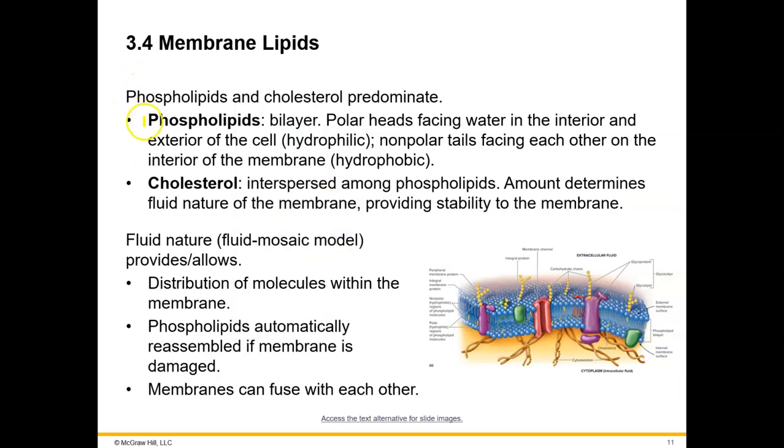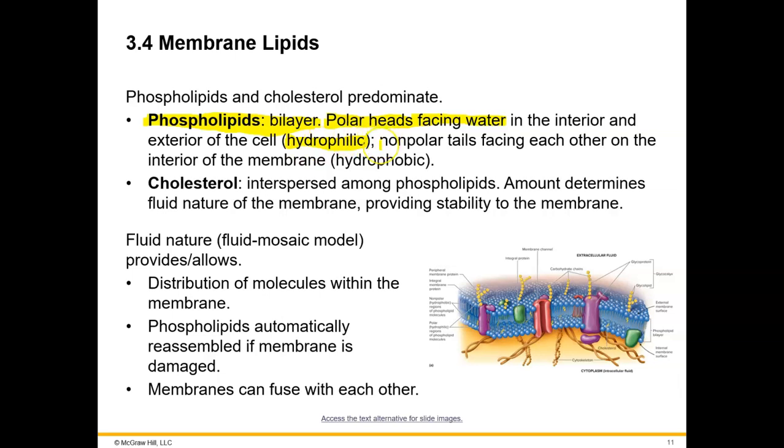So make sure you know that the plasma membrane primarily is composed of a phospholipid bilayer, a double layer of phospholipids. The heads of the phospholipids are polar. Remember, polar, that water is also polar. So they're going to face the watery environment inside and outside of the cell. The word that we use for this is hydrophilic, meaning water-loving. The polar heads are hydrophilic.